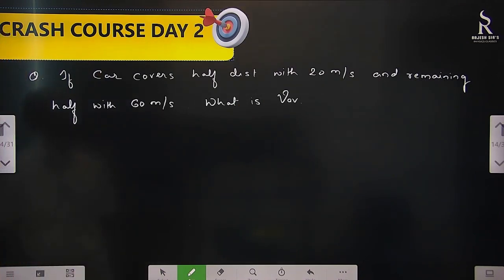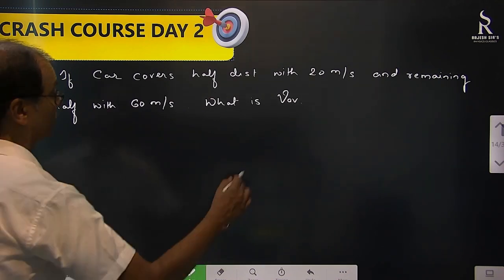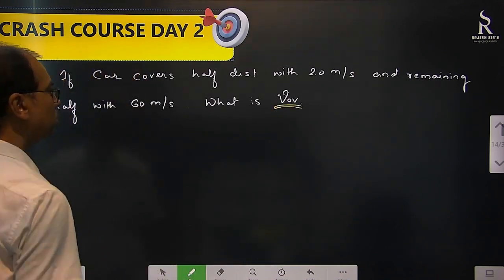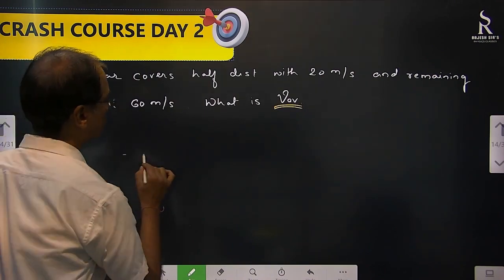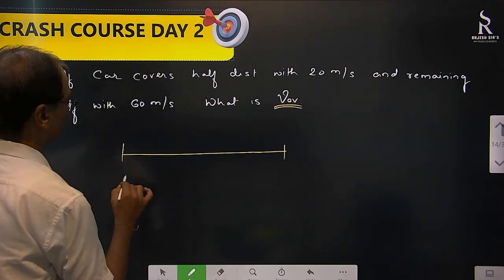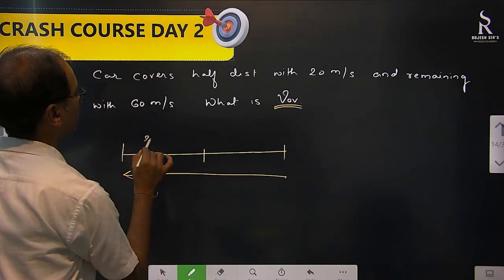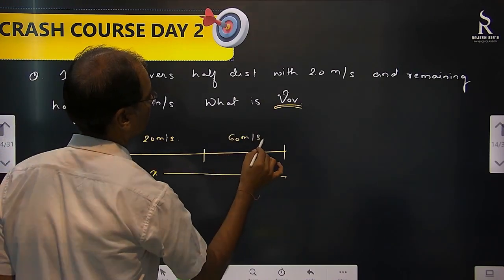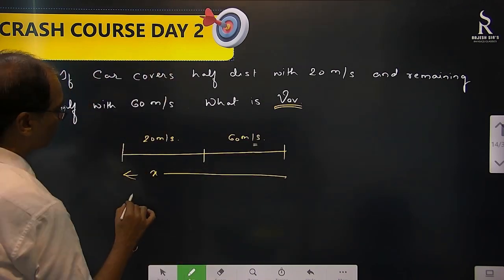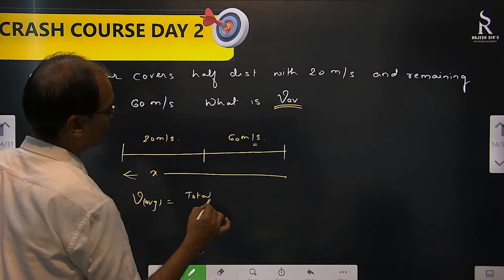Okay. This is also a common question. If a car covers half distance with 20 meter per second and remaining half with 60 meter per second, what is the average speed? Not average velocity, average speed. Okay. So half distance, let's say total distance is x. So half the distance with 20 meter per second and half the distance with 60 meter per second. What is average speed? V average we know, total distance by total time.